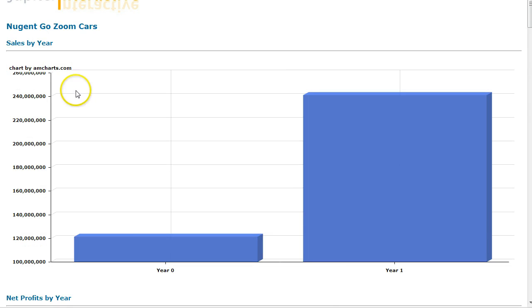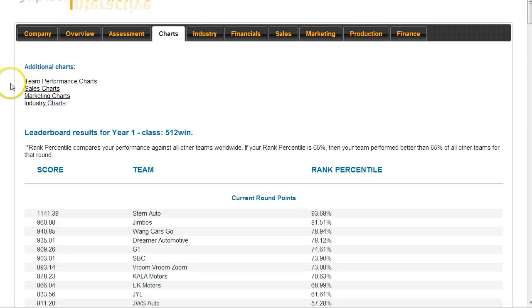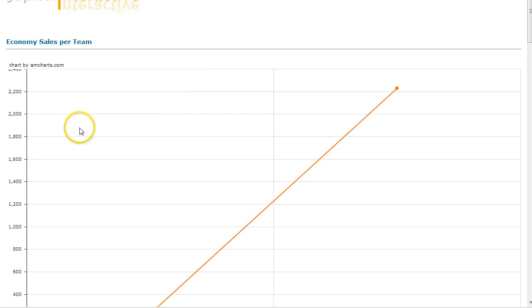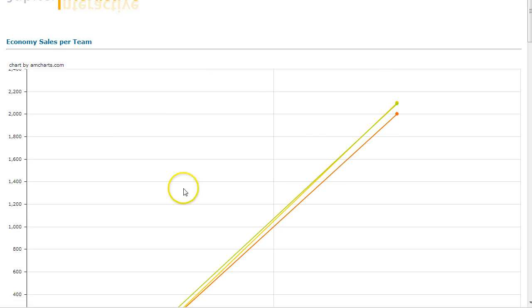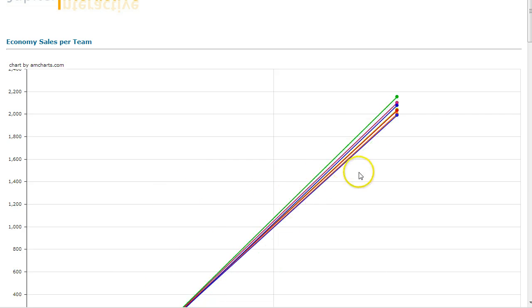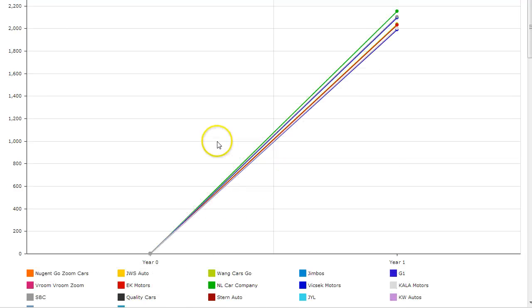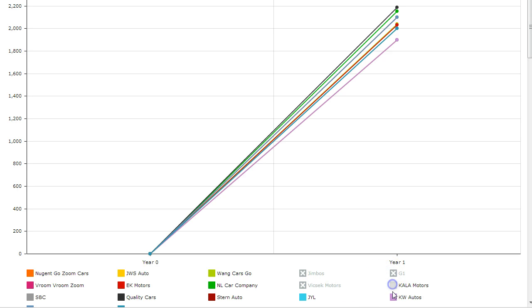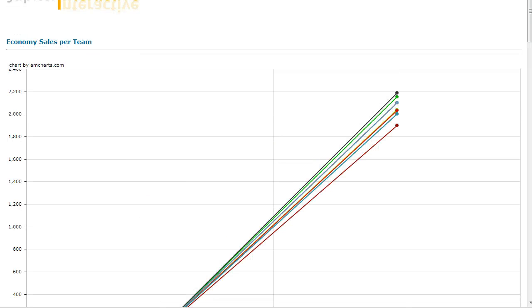All right, so let's go back. We can look at the sales charts that show sales by company. So for each of the car areas, you can see this is the economy class, who sold how many cars. And there's a key down here where if you want to isolate and take out, you can remove certain other teams or add them. I guess it's just a little feature here, no big deal.